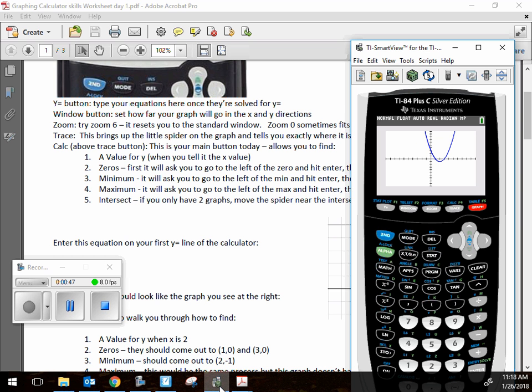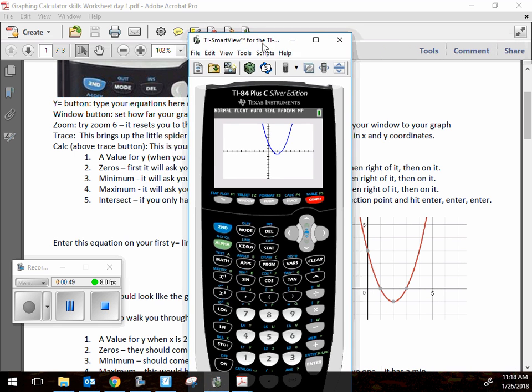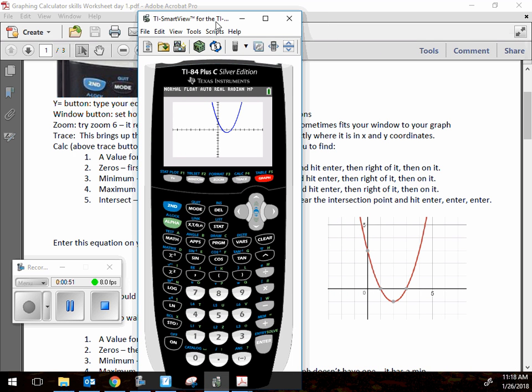All right, so here we have our calculator, and everybody go to the place where we're going to spend almost all our time today. Second, calculate. It's right above the trace key. Look at your partner's calculator. See if they're there.